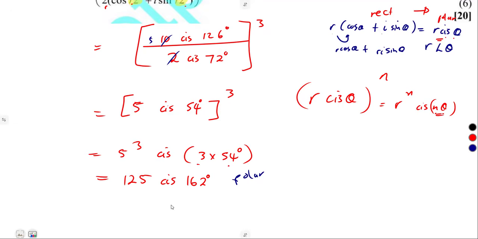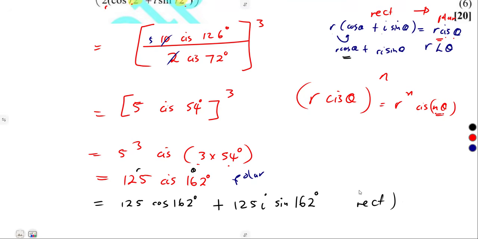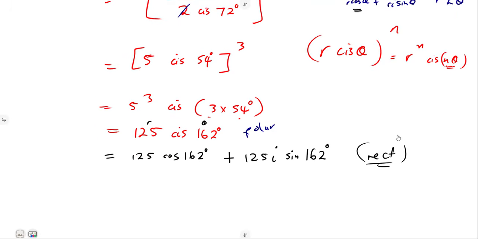So from what we are given, our r is this one, this is our theta. So that's going to be 125 cos 162, plus again 125 times i, or you can use the letter j, sine of theta, where our theta is 162. It is now in rectangular form when it is like this.